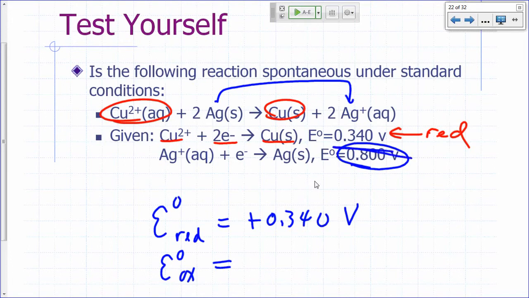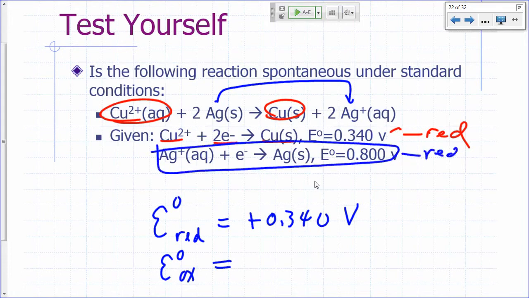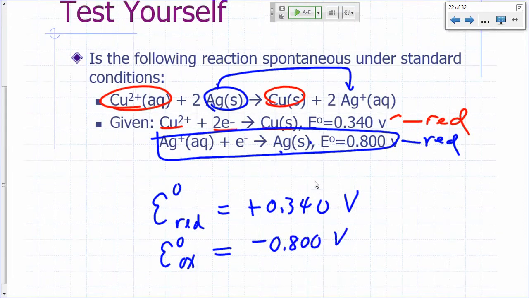Look at this expression right here. That's also reduction, right? So if I flip it, I make it oxidation. Look, I actually flipped it. My silver solid is on the left side of my given reaction. So my standard oxidation potential would be negative 0.800 volts.